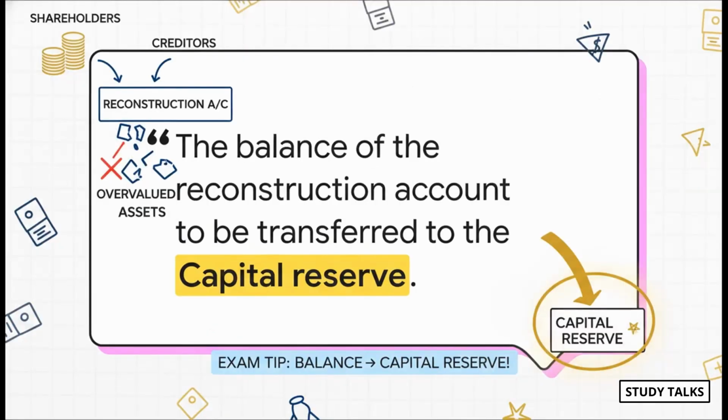And that pretty much brings us to the end. So if there's one thing to take away, it's this. You create a reconstruction fund. You gather all the sacrifices from shareholders and creditors. You use that fund to completely clean the balance sheet of all its junk. And then, whatever good news is left over, that balance must go to the capital reserve. If you remember that final rule, you will have the perfect ending for your reconstruction answer. Keep practicing, and you are going to ace this chapter.